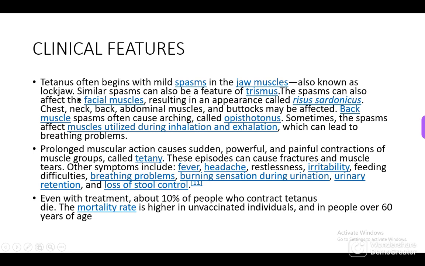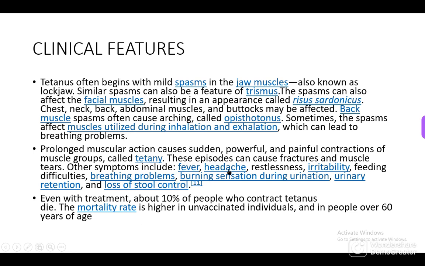The clinical features: it will cause lockjaw, and contraction of the muscles will cause risus sardonicus. In the patient, we see that he seems to be smiling, and the smile is a deadly smile, I will say. The chest, neck, back and abdominal muscles may be affected. Back muscle spasms can cause arching, and muscles are involved during inhalation and exhalation. This is an important point, which can cause respiratory failure, type 2 respiratory failure.